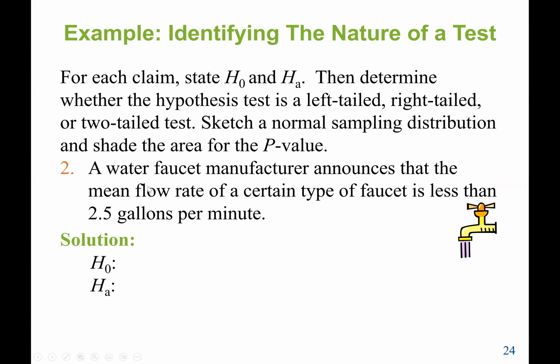Now, next, we have a water faucet manufacturer that announces that the mean flow rate of a certain type of faucet is less than 2.5 gallons per minute. Here we say it's less than, so that will be the HA. So the mean will be less than 2.5. Then H0 will be greater than or equal to 2.5. So this is again less than, so it will be a left tail test.